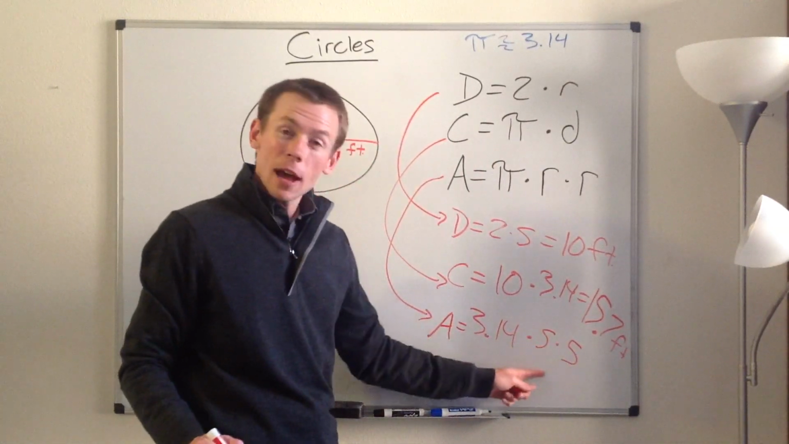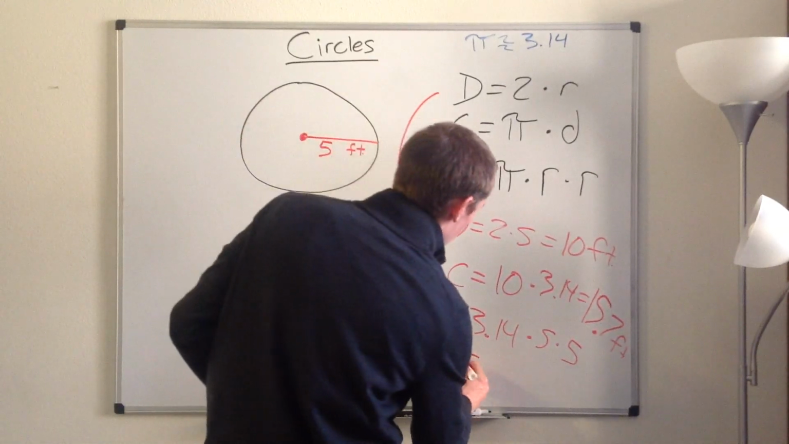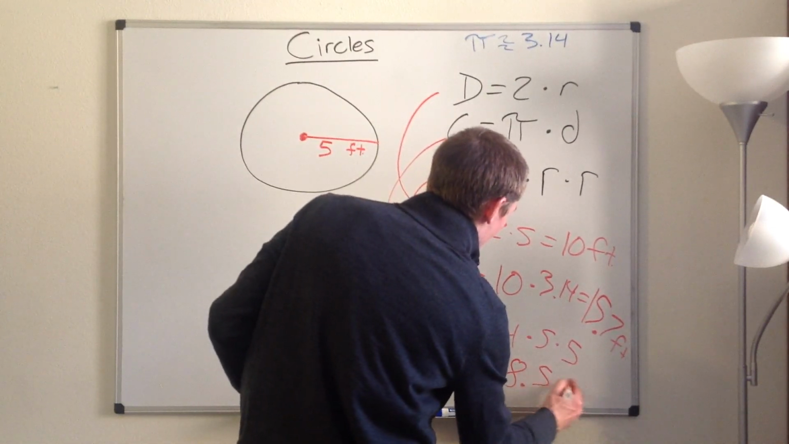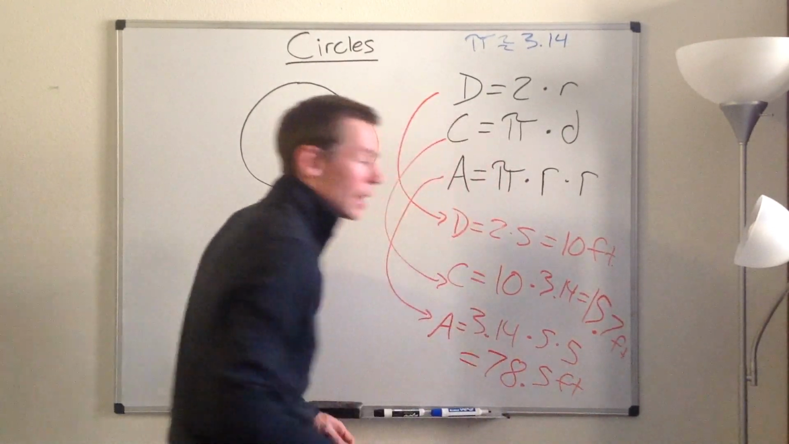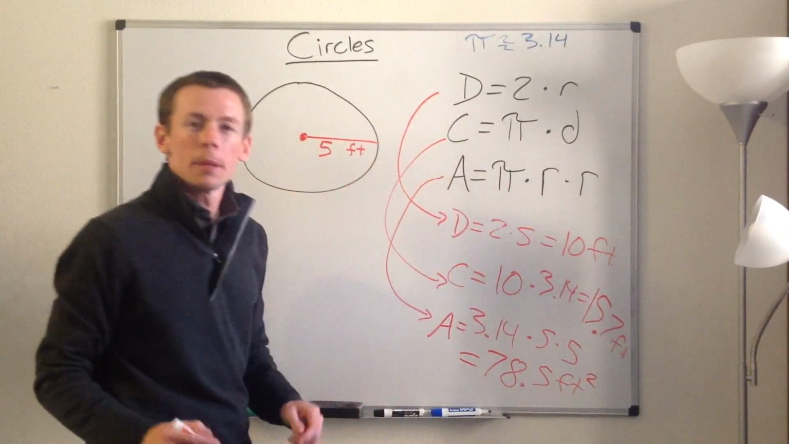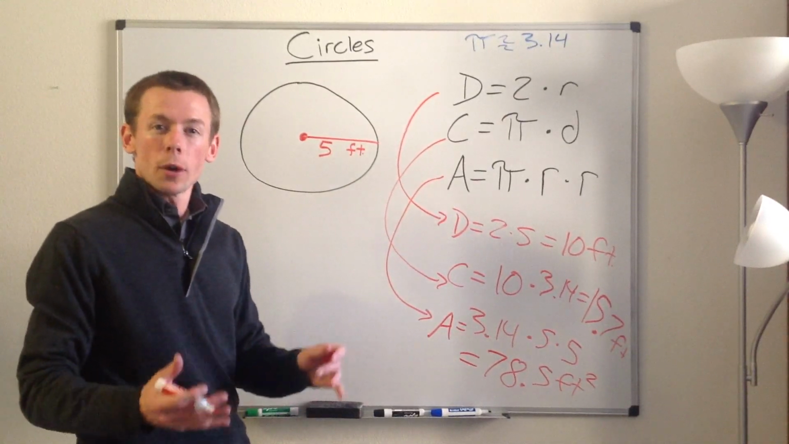Well, 5 times 5 is 25. And then 25 times 3.14 would make 78.5 feet squared. Because it's an area, we want to show 2 dimensions, so it's squared.